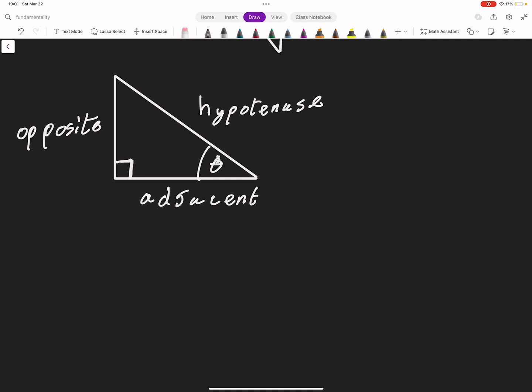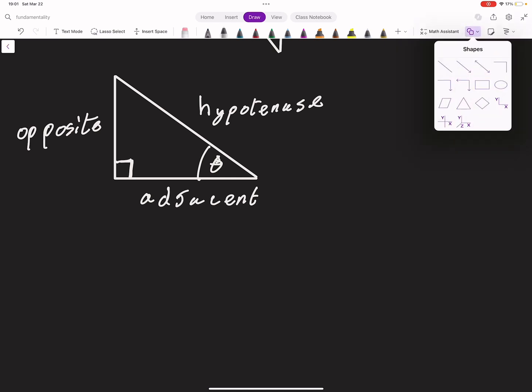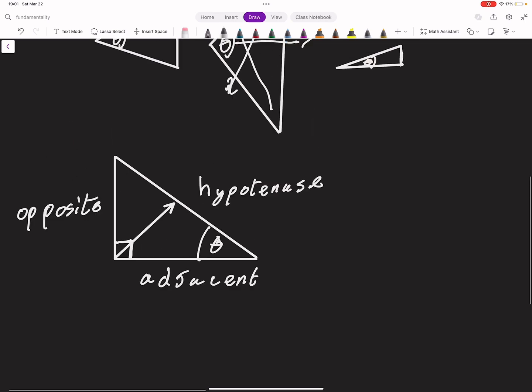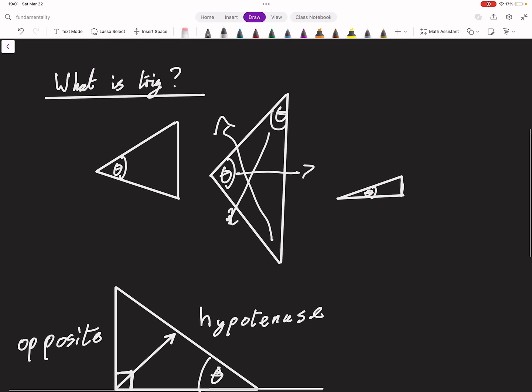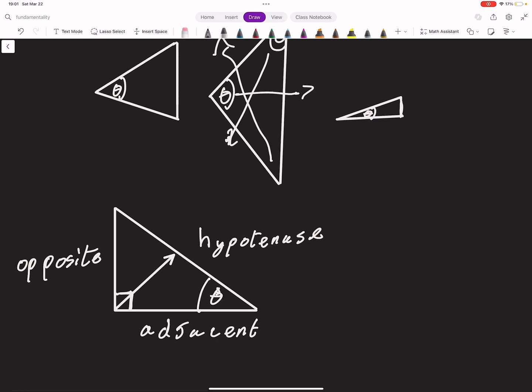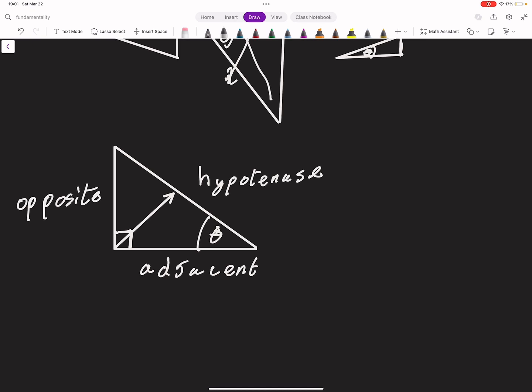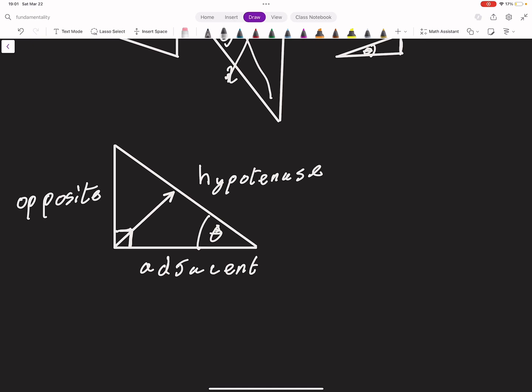Then the hypotenuse is always going to be the largest side in the right-angled triangle, and it's always going to be opposite the 90 degrees, the actual right angle. The reason is that it's got to be the largest angle by definition, because the angles in a triangle add up to 180, and a right angle is 90 degrees. So the other two angles make up the remaining 90.